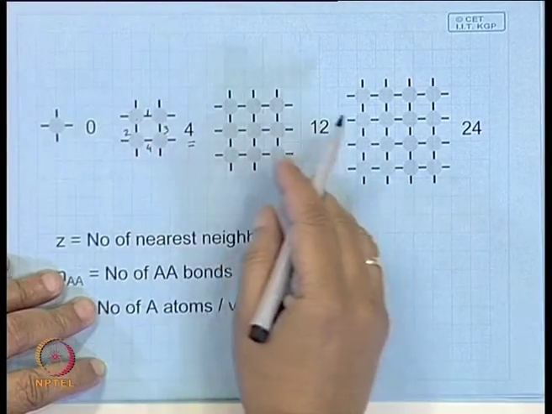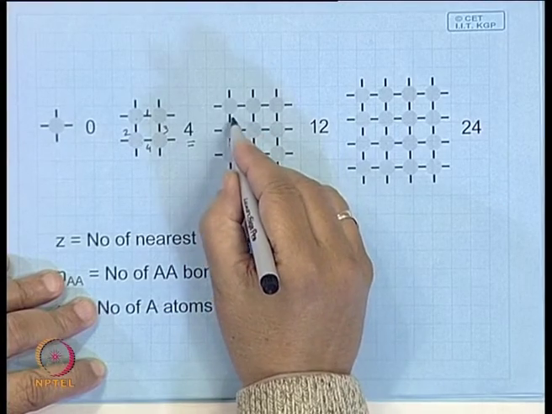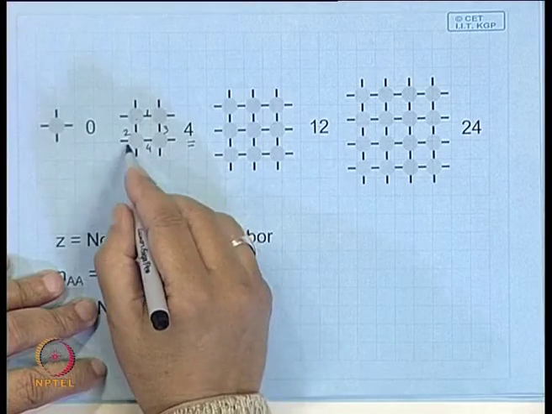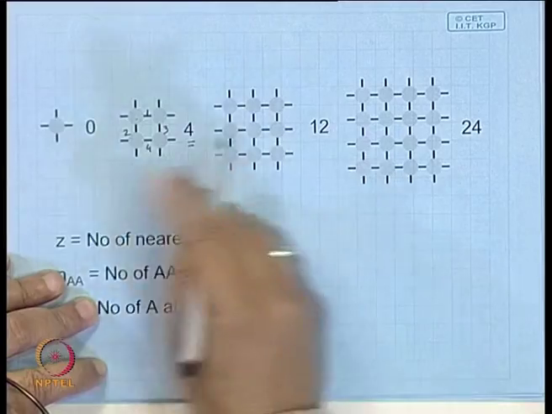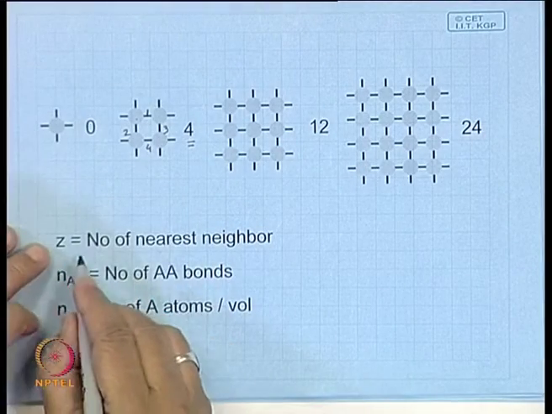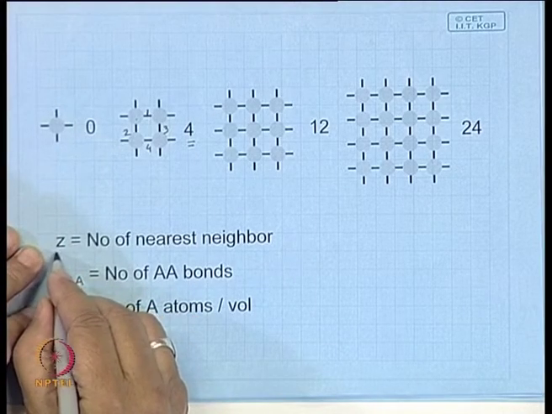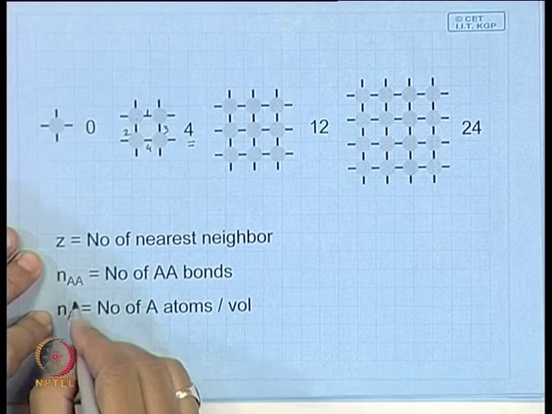But if you go on adding more and more atoms, you will find that the number of these bonds increases, and it increases much more than the bonds which are free. If you go on adding, finally it is possible to calculate the number of bonds if you mix a certain number of A atoms.